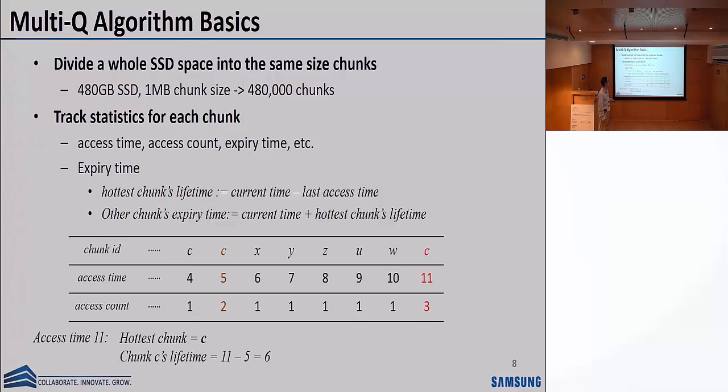Let's see one example. At access time 11, let us assume that chunk C is accessed. At this time, C is the hottest chunk because of its access count. And the hottest chunk is C, and C's lifetime is calculated with the difference between this access and the last access, that is 6. Let us assume that at access time 12, chunk D is accessed. At that time, chunk D's expiration time will be calculated. It is the current time plus the hottest chunk's lifetime.